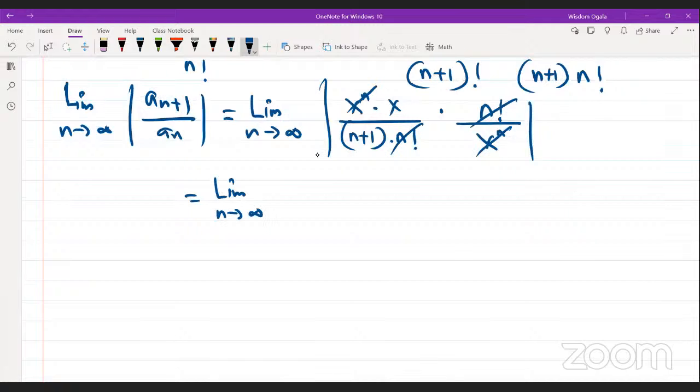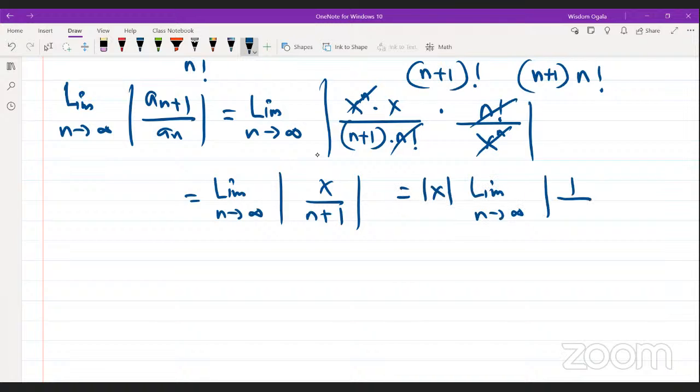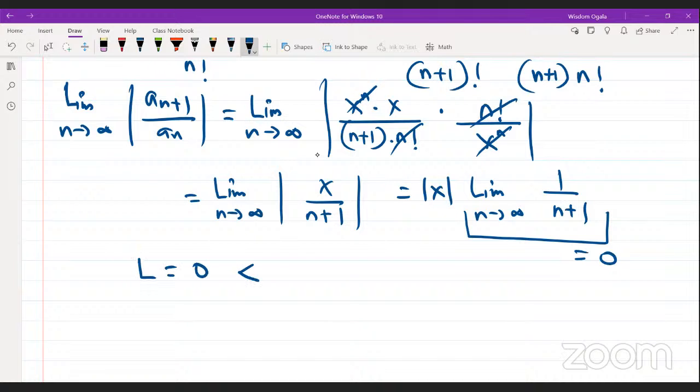Limit as n goes large, this is x divided by n plus 1. Obviously I can pull out my x, so I have an x here, and the limit as n goes large of 1 over n plus 1. I don't even need the absolute value right now because n is positive. What is this limit? This limit is 0. So that means my L in this case is 0, and of course, 0 is less than 1.